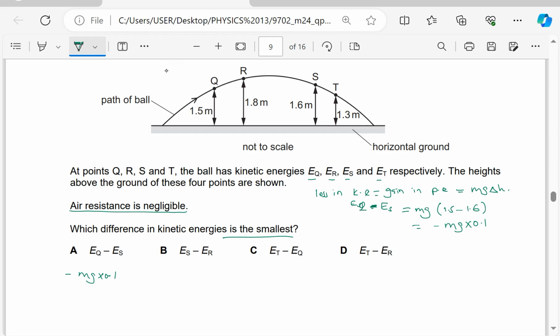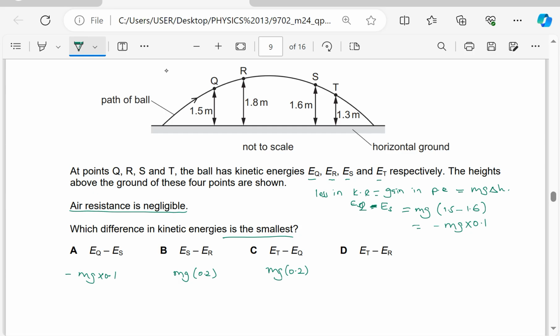Then let's check this one. I will just subtract the differences in the heights, S and R. So this will be mg times 1.8 minus 1.6. So that is 0.2. Then C, we have T and Q. This is going to be mg times T is 1.3 and Q is 1.5. So the difference is 0.2.